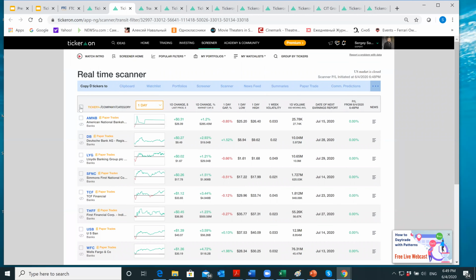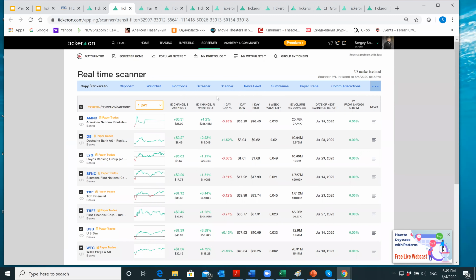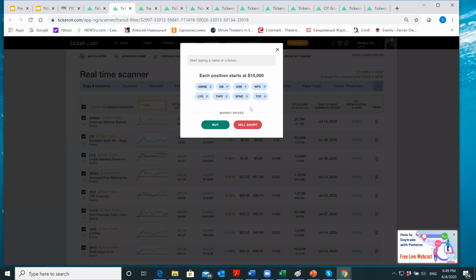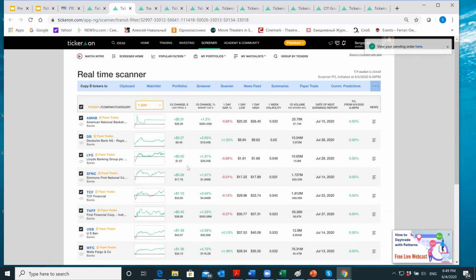Or what you can do from here, let's assume I have this, how many? 3, 5, 7, 8. I can do like that. I can send it to my paper trade. Okay. So you see this 8, and then I will buy it tomorrow. Okay. And now it's going to be executed at the opening bell, and then we will see what's going to happen. Okay.